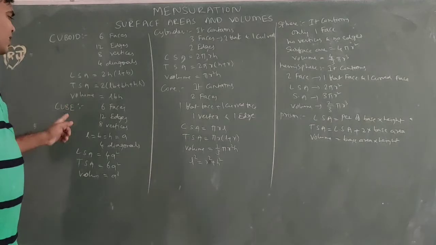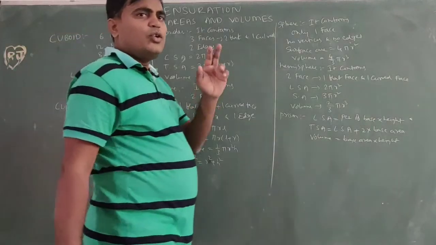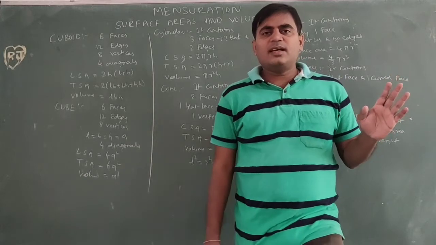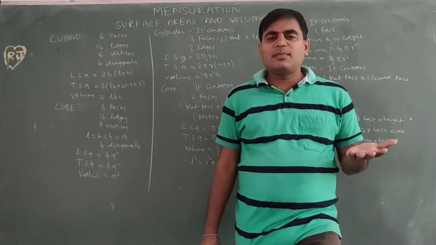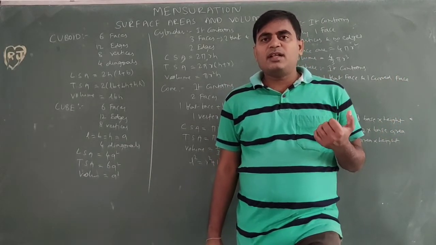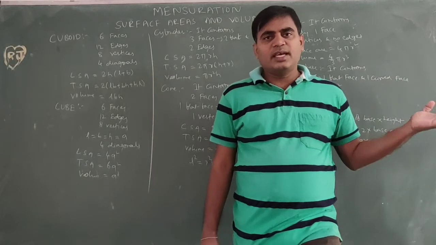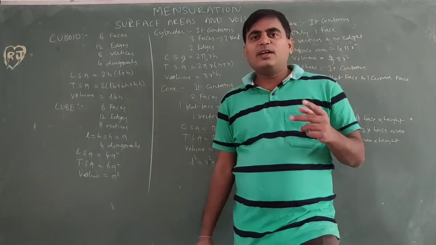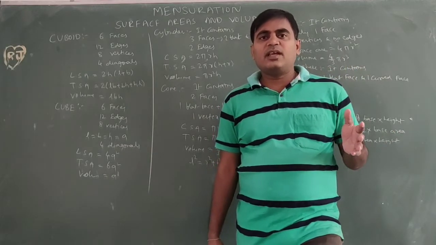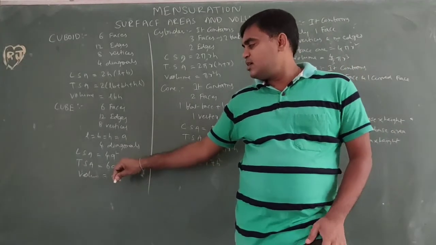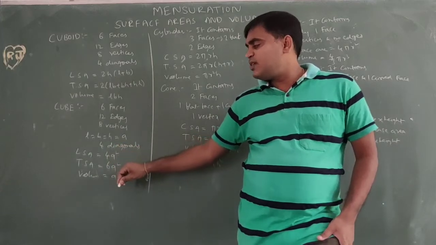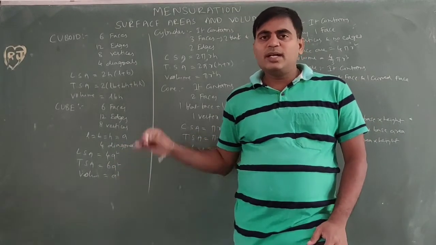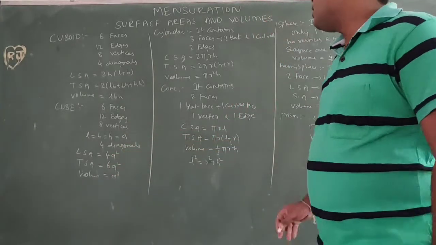Next, if we take a cube of side a, the base is in the shape of a square. Square perimeter 4a into height a, 4a square. Again we add two more, a square plus a square. So 4a square plus 2a square is 6a square. Volume is base area a square into height a, that is a cube.